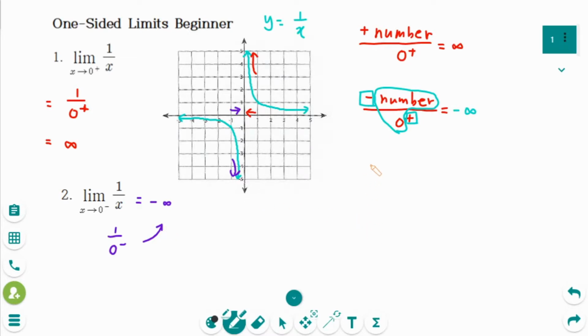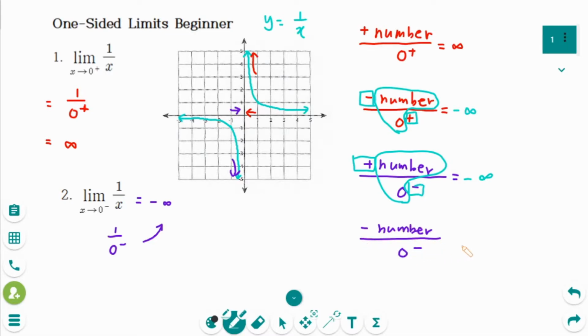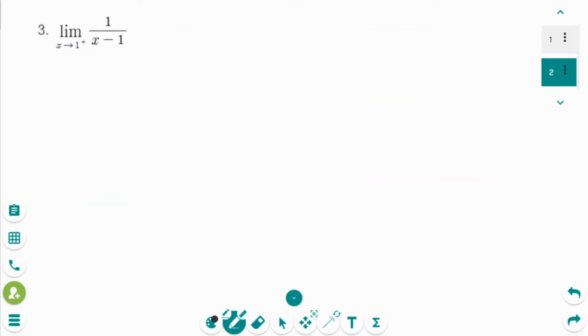If the numerator is a positive number, then divided by 0 from the left side equals infinity, and positive divided by negative makes negative. And the negative number divided by 0 from the left side equals the number divided by 0 makes infinity, and the negative divided by negative makes positive. This is the next question.